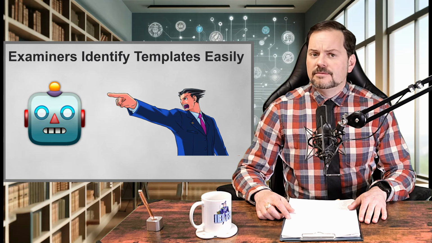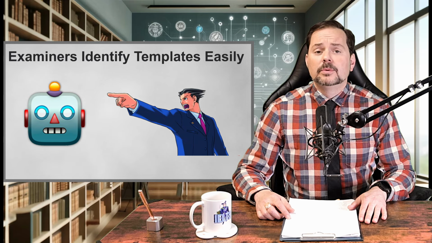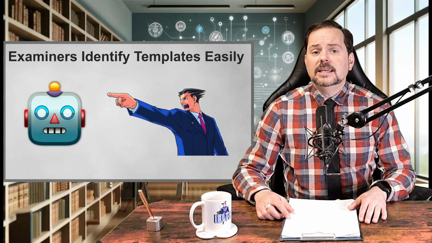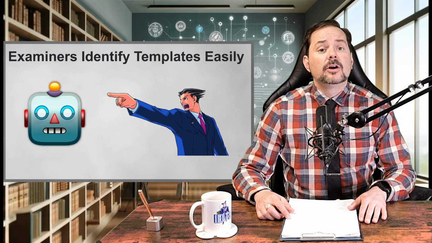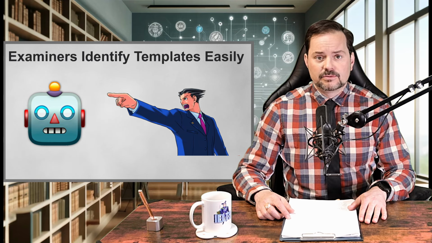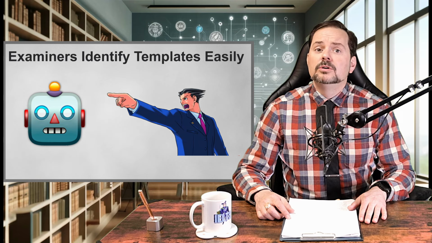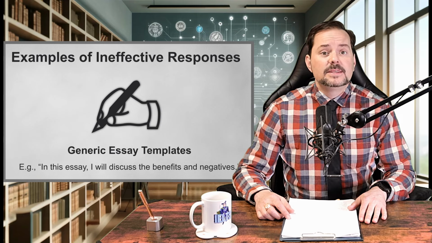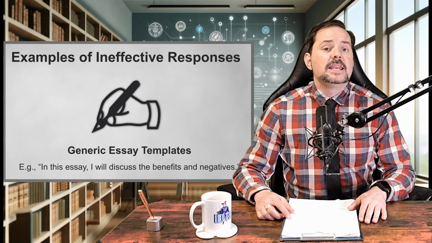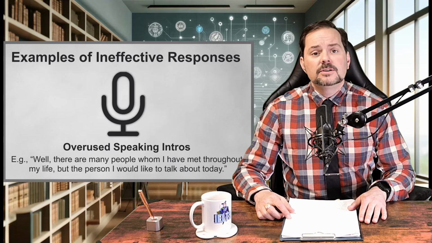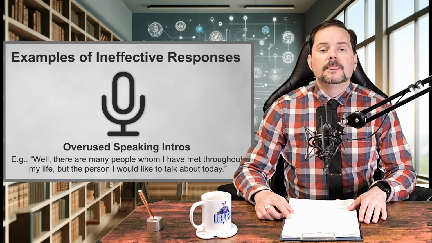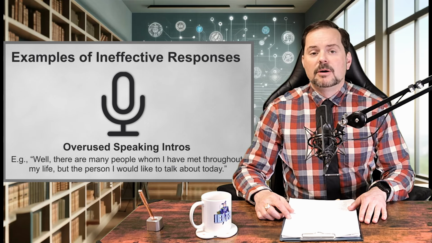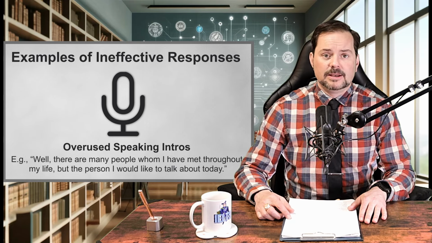However, this is ineffective. IELTS exams are marked by real humans. They can quickly and easily identify templates that are swimming around on YouTube or through AI, and these types of responses will generally get low scores. An example of this type of response would be, "In this essay, I will discuss the benefits and negatives." Or in the speaking for part 2, this type of response would be, "Well, there are many people whom I have met throughout my life, but the person I would like to talk about today."